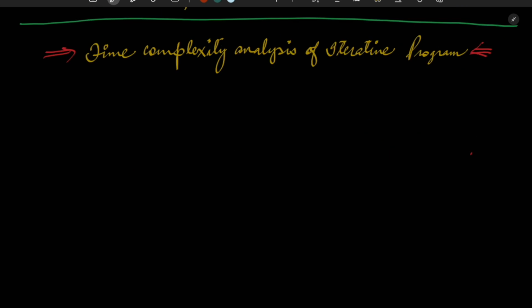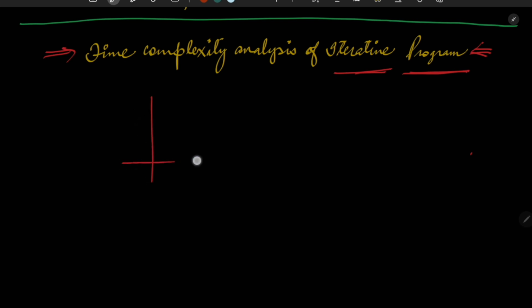So now we will learn about the time complexity analysis of iterative programs. But before we start with the analysis of iterative programs, let's learn about one more thing. We have been seeing that there is a keyword called asymptotic. What exactly does it mean? And first of all, what exactly is the function that is represented?